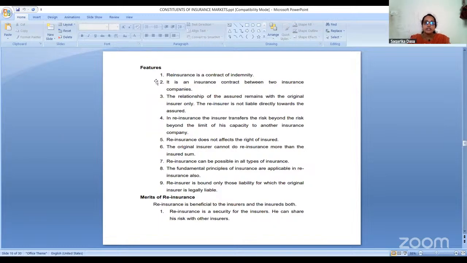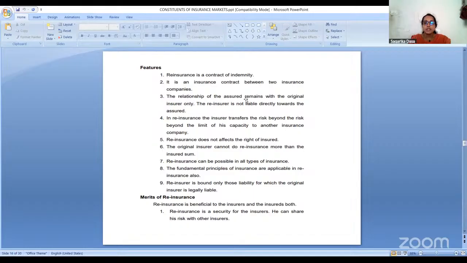When we see the features of reinsurance, reinsurance is a contract of indemnity. The word indemnity means protection against damage or loss. So reinsurance is basically a contract which will protect the insurance company from taking up too much risk. Hence reinsurance is a contract of indemnity. It is an insurance contract between two insurance companies. Now, an insurance policy is a contract between company and policyholder, whereas reinsurance is between two insurance companies.